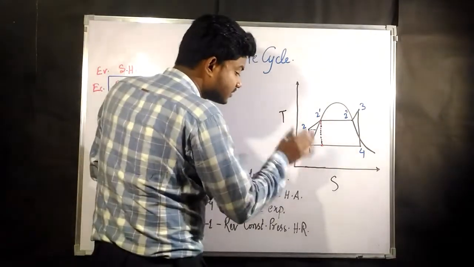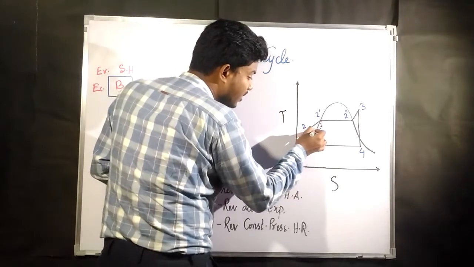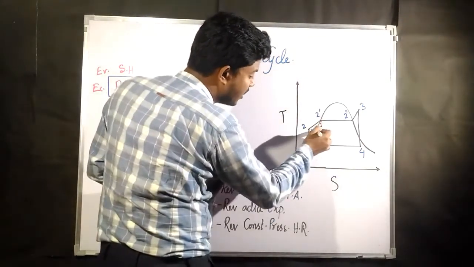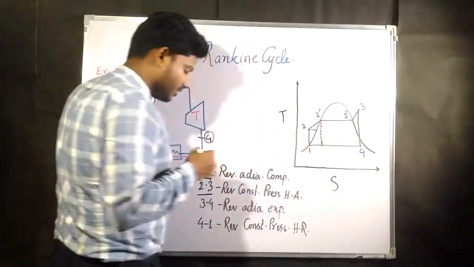Now in the Rankine cycle, after the compression, it reaches a point where it requires more entropy so that it becomes saturated liquid. The product was already saturated liquid.